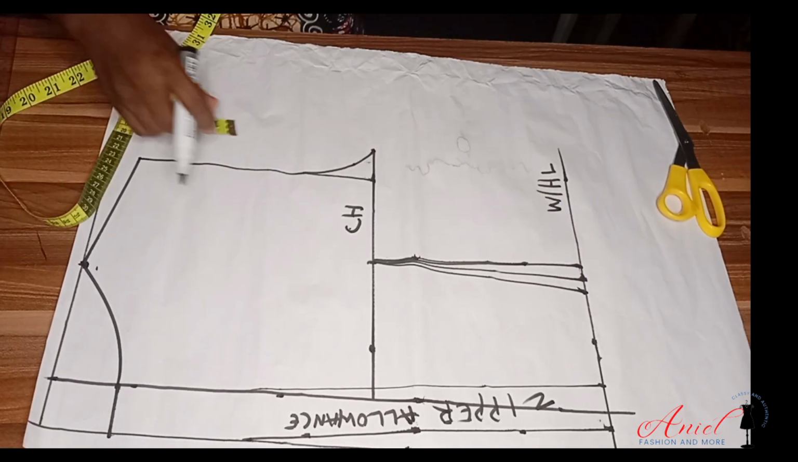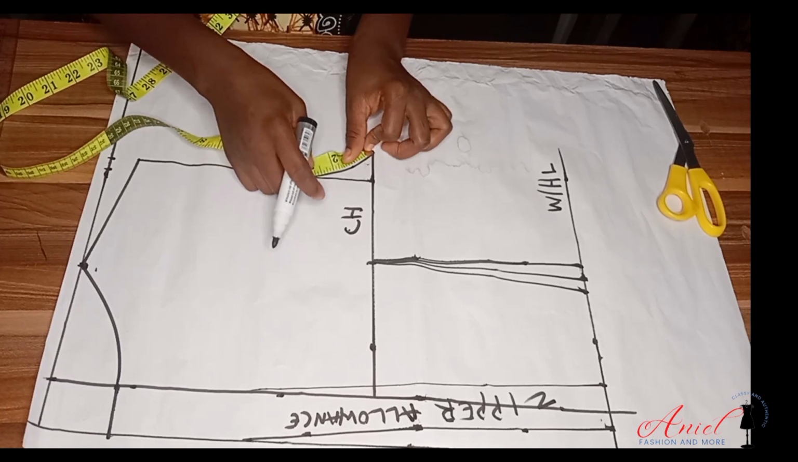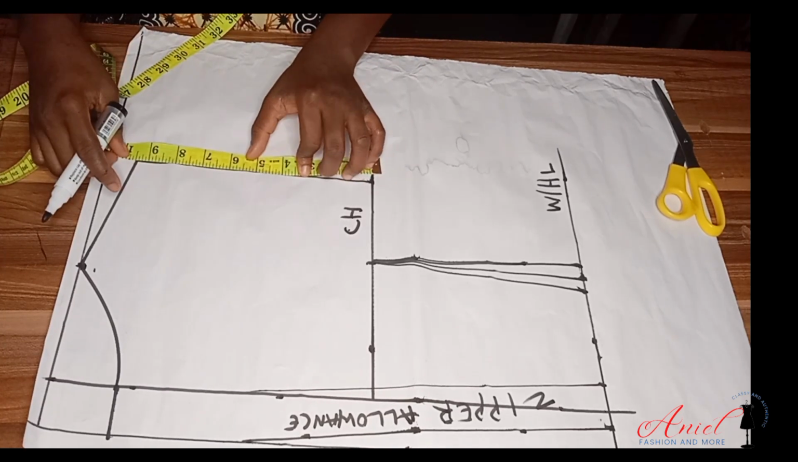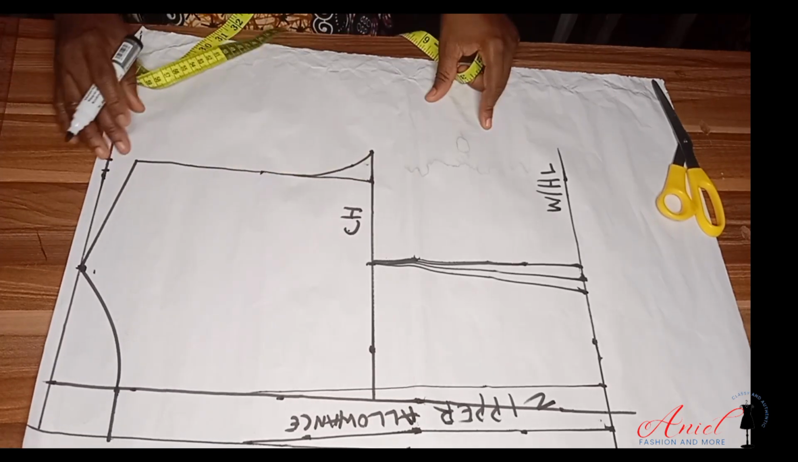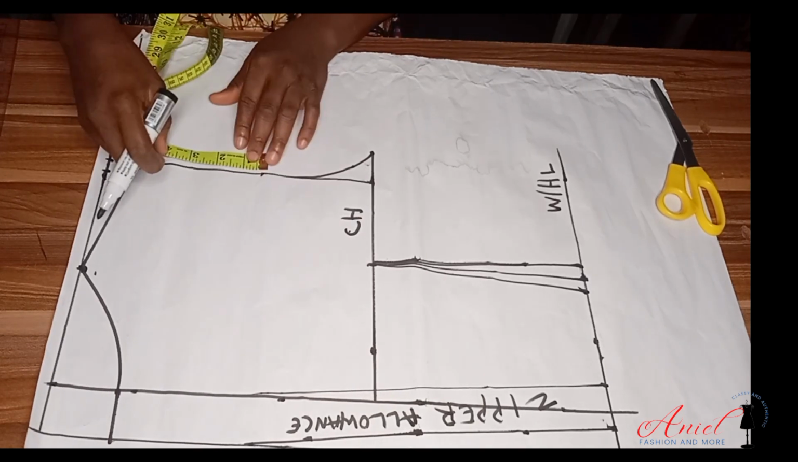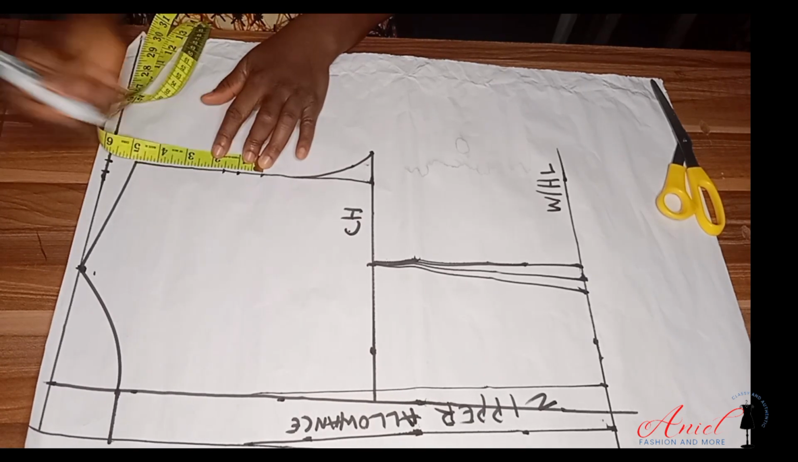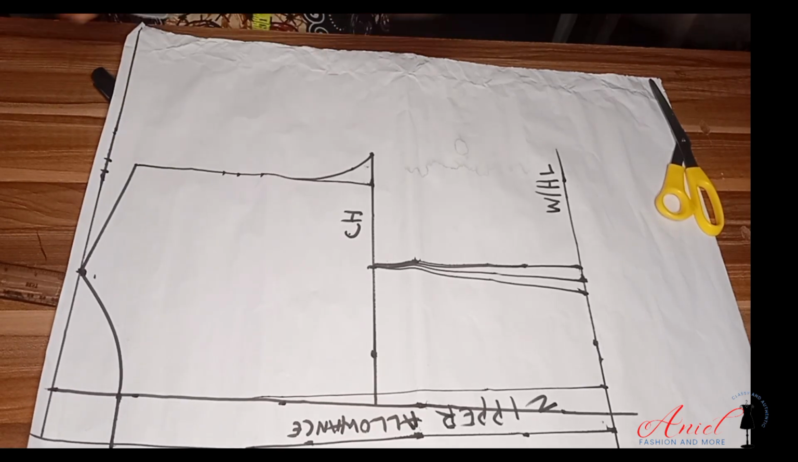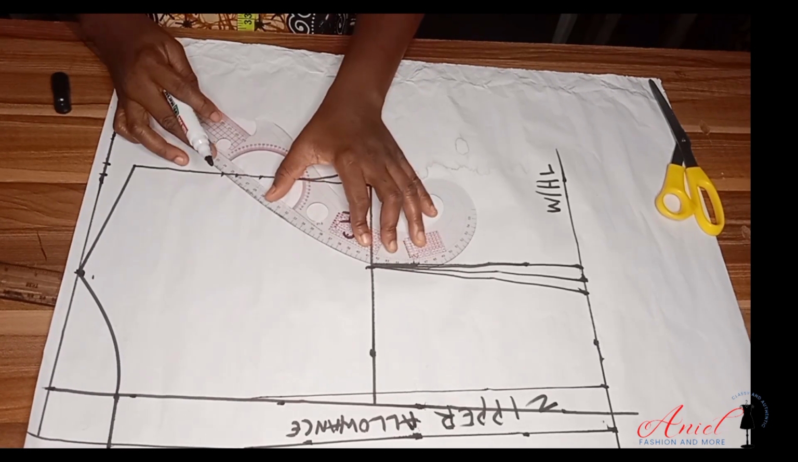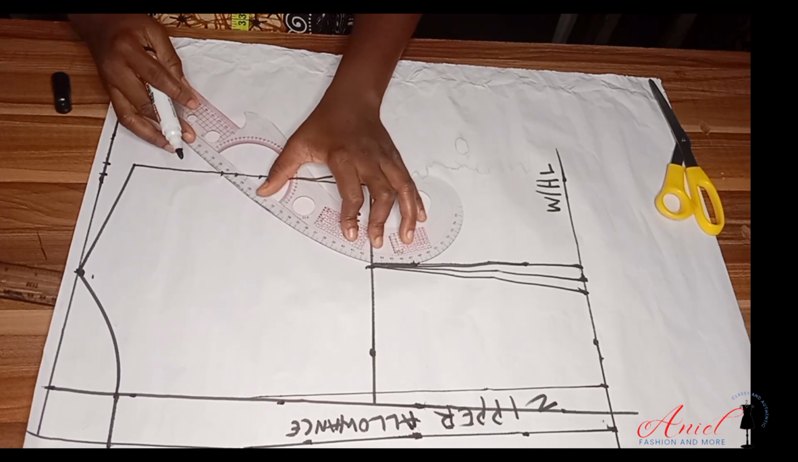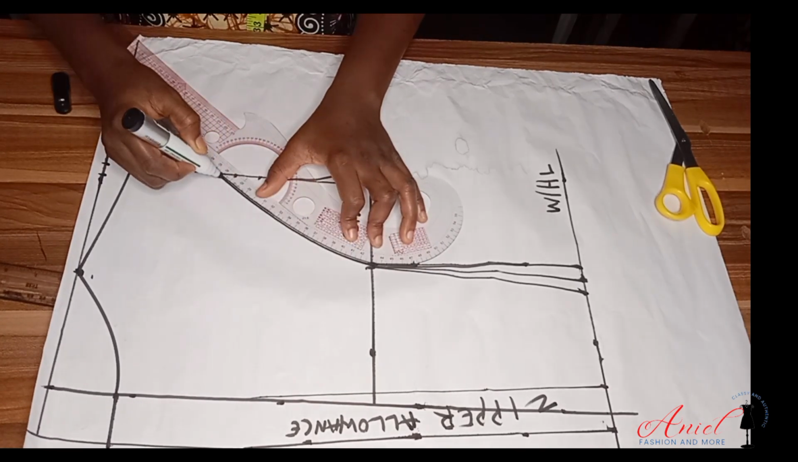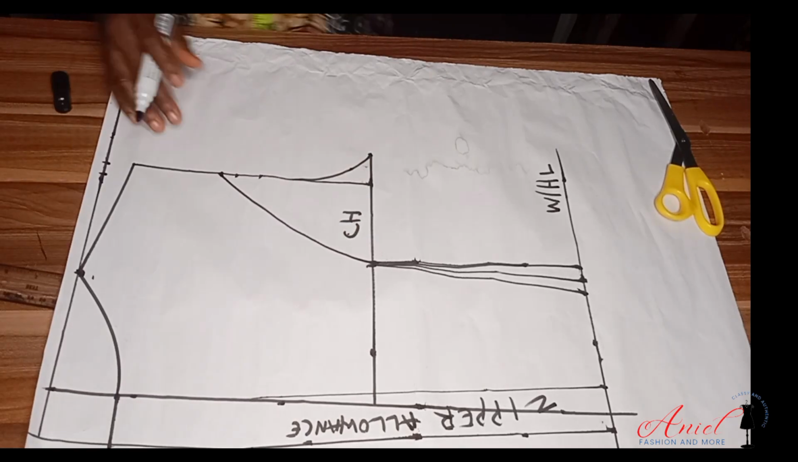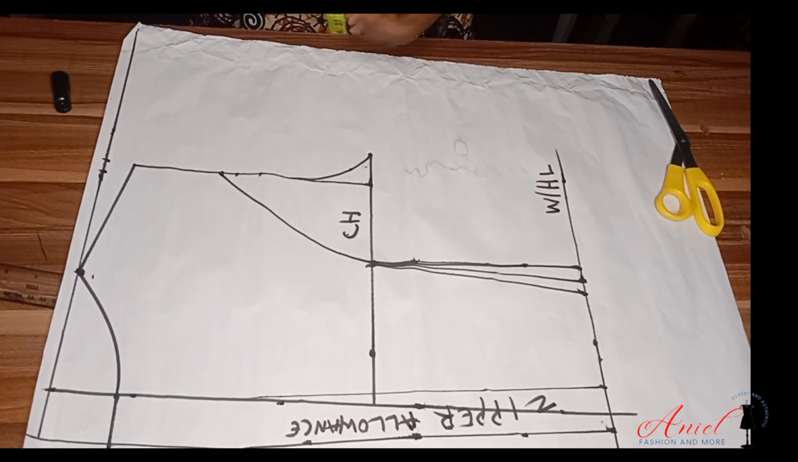Now, for us to get our princess dart, you have to measure the overall measurement you get from your armhole curve. Then you divide it by 2. From that point you come up by 1 inch or 1.5 inches. The reason we do this is because our back princess dart needs to come up. It gives a fuller shape to the back, unlike picking it from the point where you divide by 2. After that, I will use my hip curve to connect it.